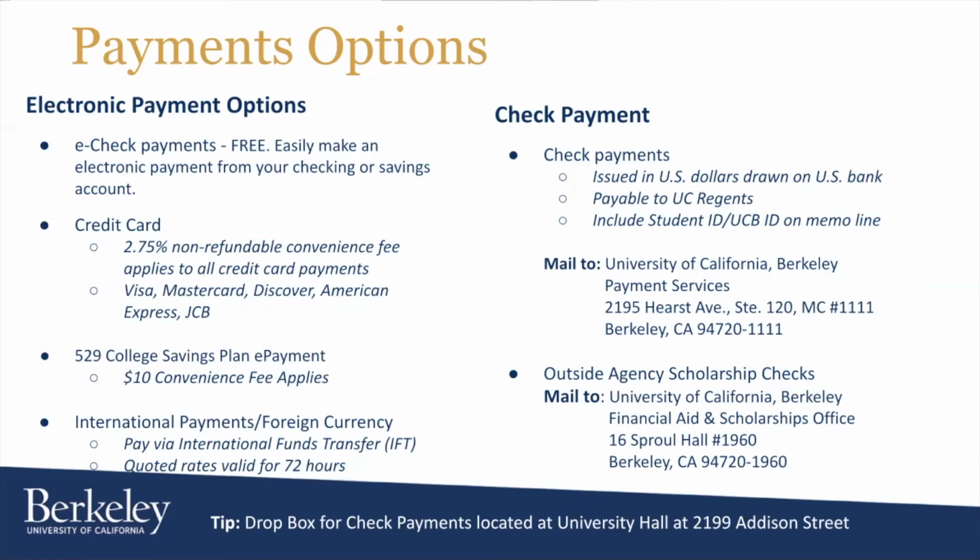94720. And if you do have outside agency scholarship checks, they need to be mailed to the Financial Aid and Scholarship Office. That address is 16 Sproul Hall, 1960, Berkeley, California, 94720. And one additional thing, if you are by the campus, we do have a Dropbox that's available for check payments, and it's located at University Hall. The Dropbox is in the breezeway on the Addison Street side.